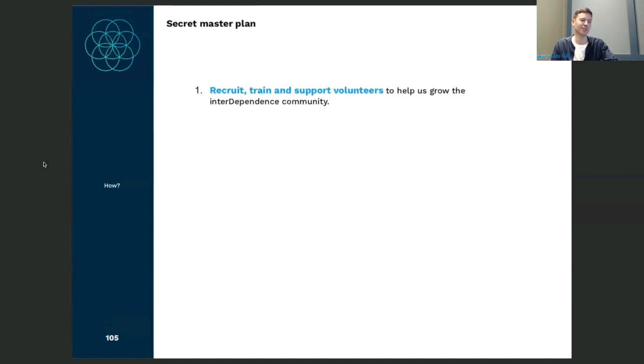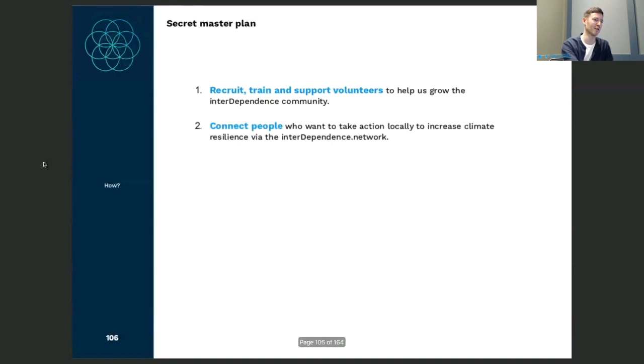Okay, so this is sort of in the spirit of Elon Musk, who produced a secret master plan a few years ago. So this is essentially our plan in a few points, summarized, with a few more bits and bobs in the background, but this is more or less what it is. So recruit, train, and support volunteers who can help us grow the movement through programs like this. Connect people who want to take action locally and globally through the technology platform that we're building. And I think what's really inspiring is that more and more people do want to do something. They just perhaps don't know exactly what to do.